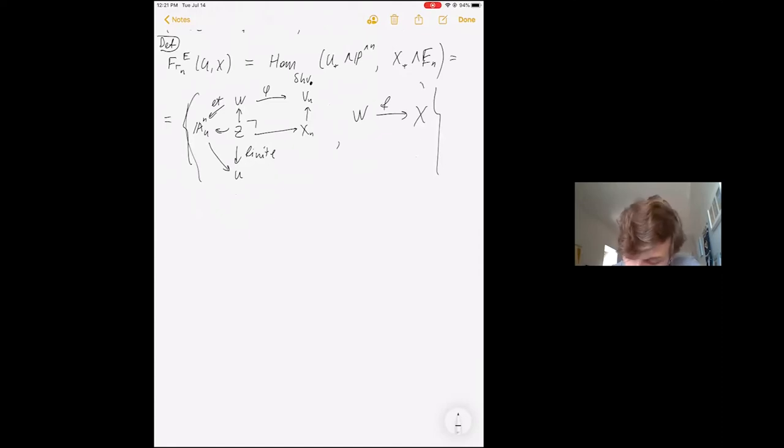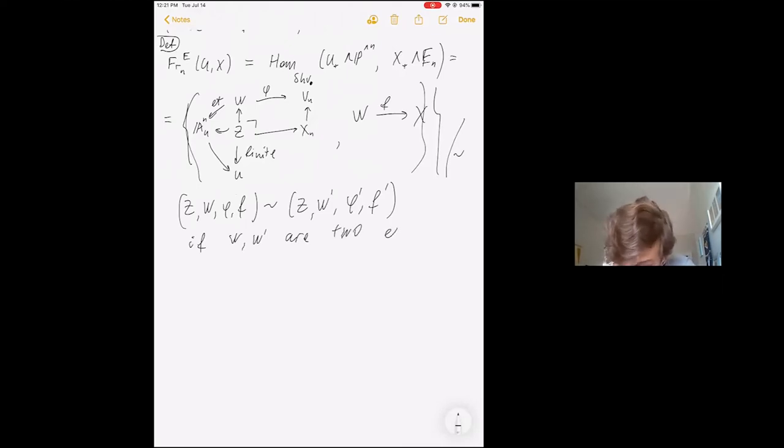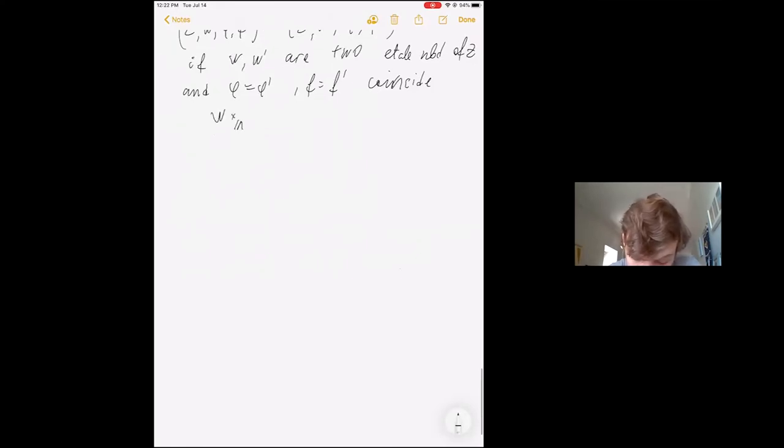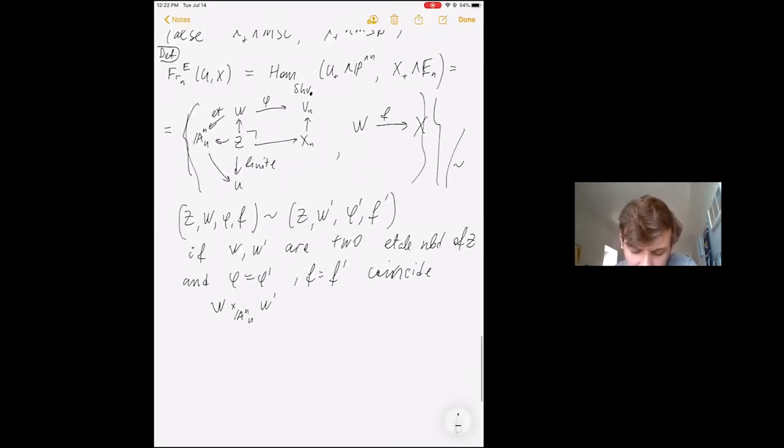So this set of data describes these homomorphisms up to a certain equivalence, where the data Z, W, phi, F is equivalent to Z, W prime, phi prime, F prime, if W and W prime are two etale neighborhoods of the same closed subset Z, and phi and phi prime, F and F prime coincide on their common refinement W cross over A^n W prime. So in this data, we can just shrink our etale neighborhood W and the correspondence stays the same. So that's a description of this Hom set.